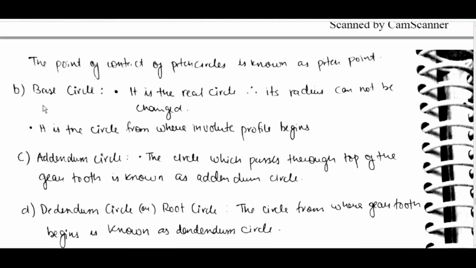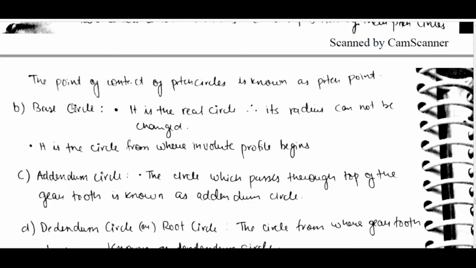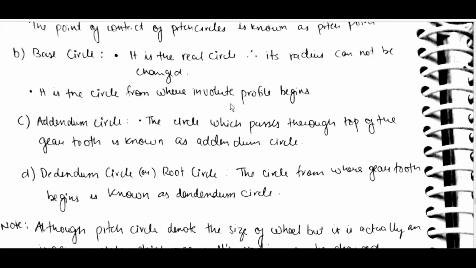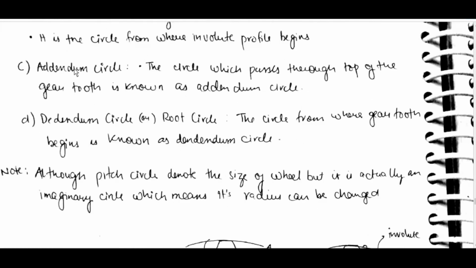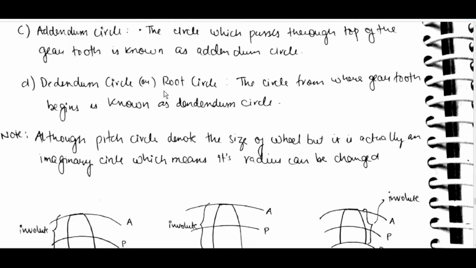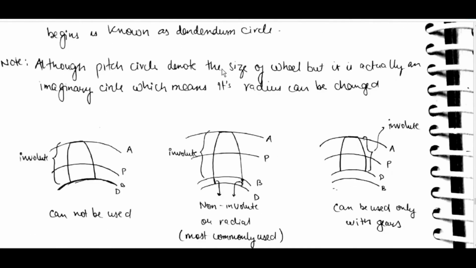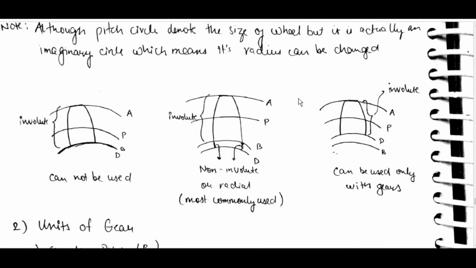Base circle: it is the real circle, its radius cannot be changed. It is the circle from where the involute profile begins. Addendum circle: the circle which passes through the top of the gear tooth is known as the addendum circle. Dedendum or root circle: the circle where the gear tooth begins is known as the dedendum circle. Note that the pitch circle denotes the size of the wheel, but it is actually an imaginary circle, which means its radius can be changed.